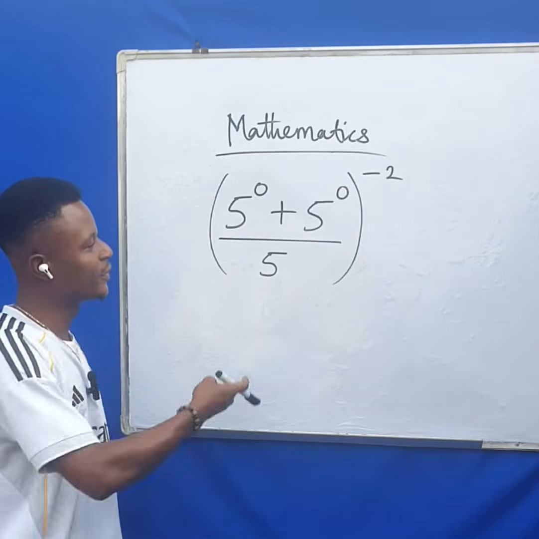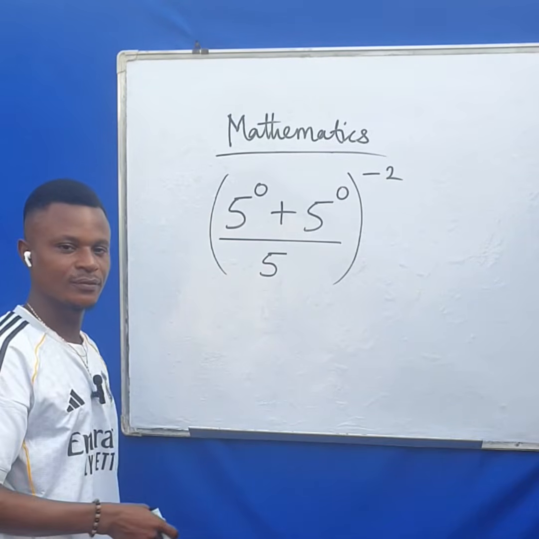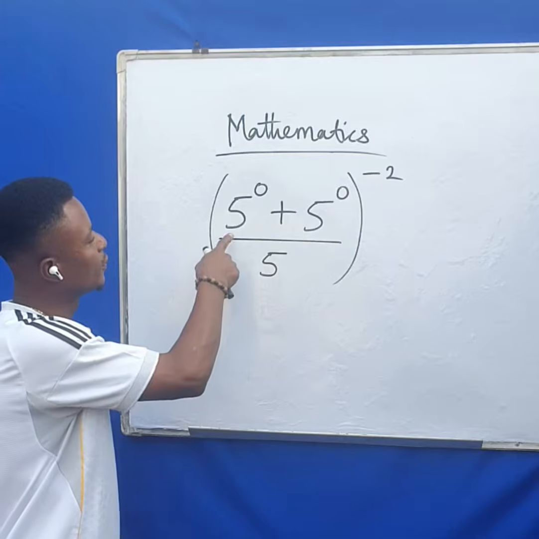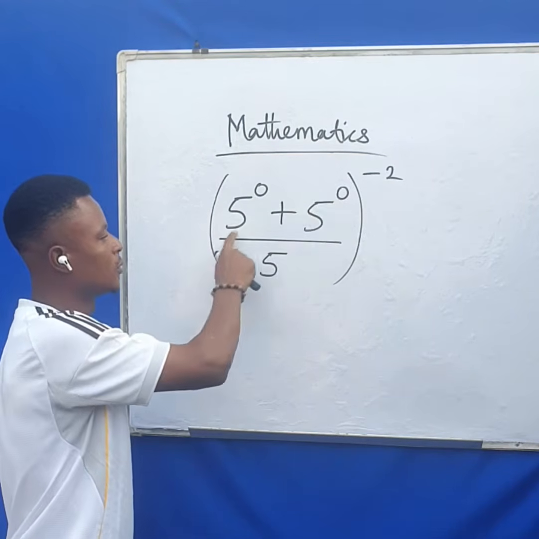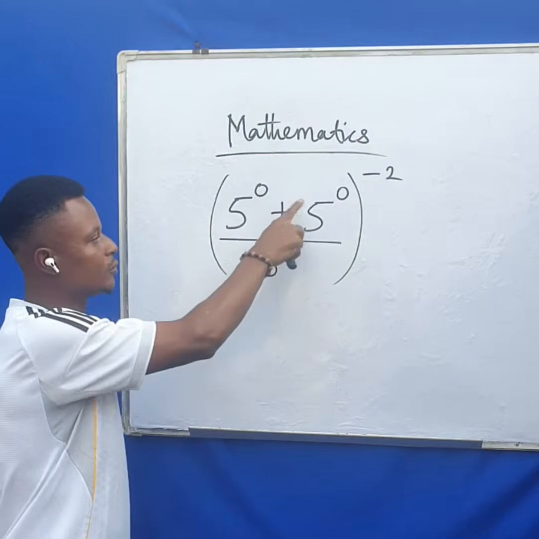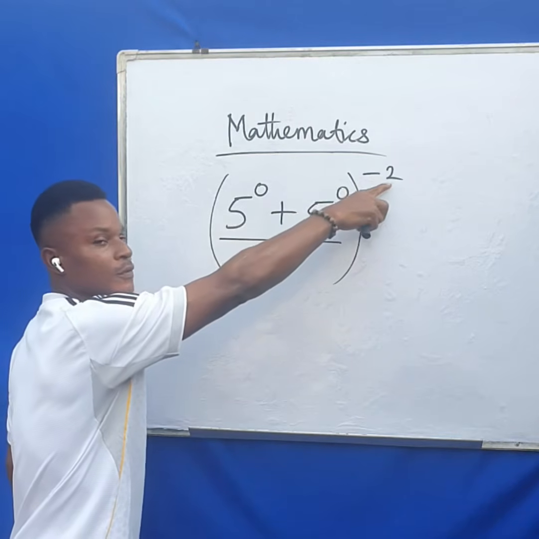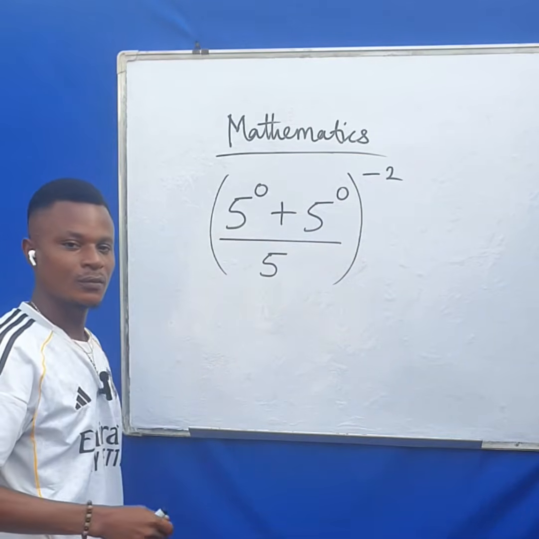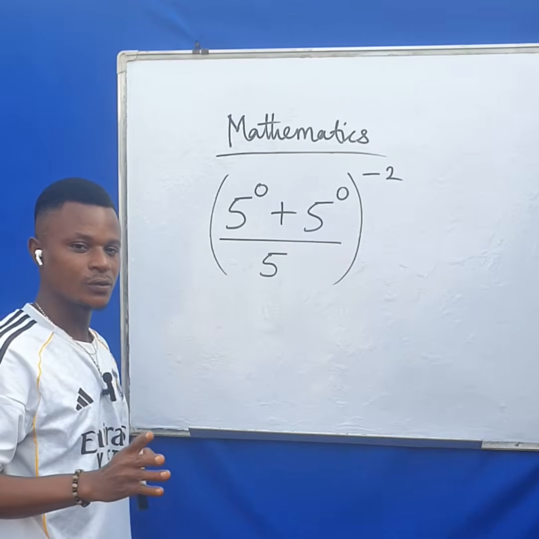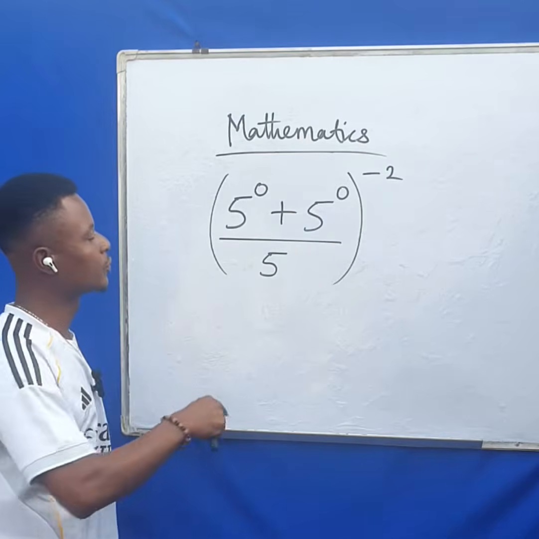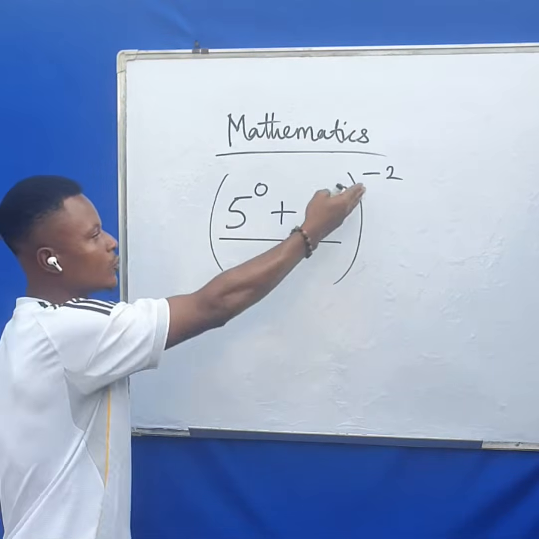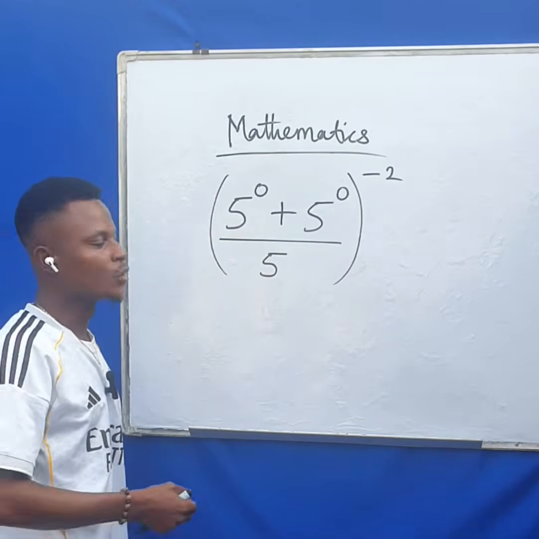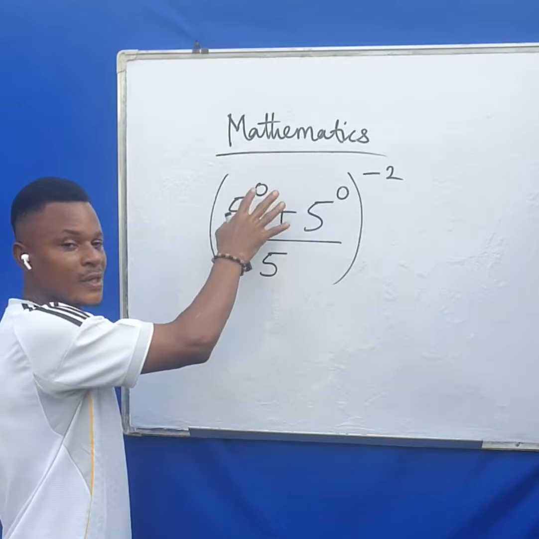Let me show you how to solve this kind of math question on the board. We are given 5 raised to the power of 0 plus 5 raised to the power of 0, divided by 5 in bracket, then raised to the power of negative 2. If you want to solve this question, the first thing you need to do is to evaluate what is inside the bracket first, before you then talk about the power. So we are going to work on what is inside the bracket first.